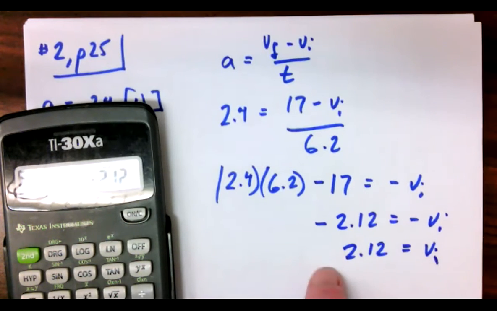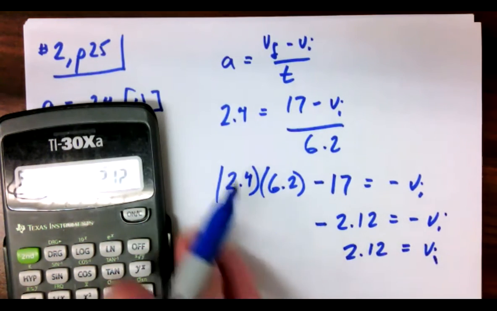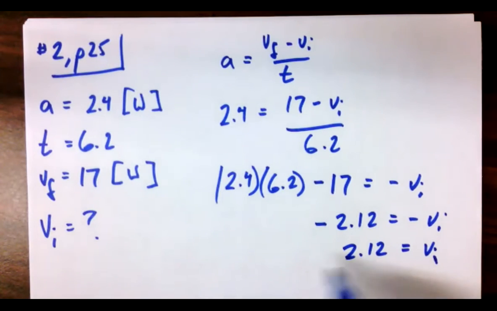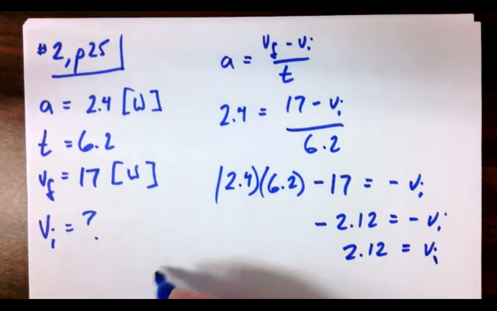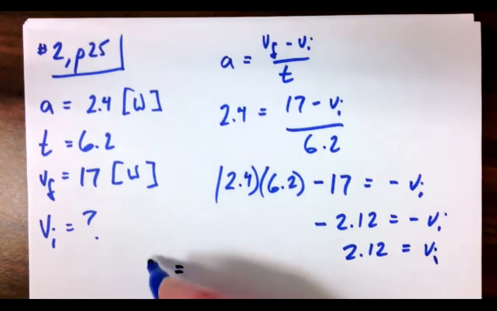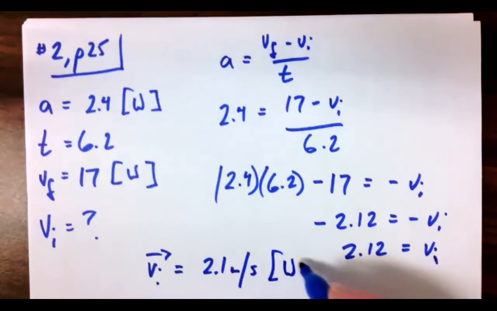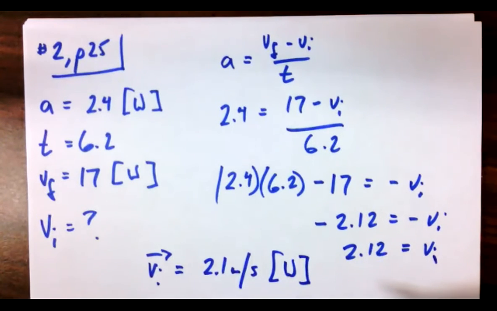If our answer was negative, like let's say a positive number equals negative VI, that would mean negative 2.2 equals VI, but this means it's east. And if we're doing sig figs, the initial velocity is 2.1 meters per second west.